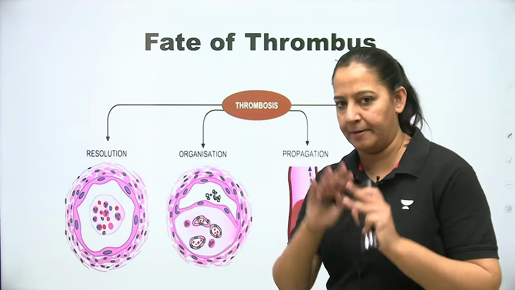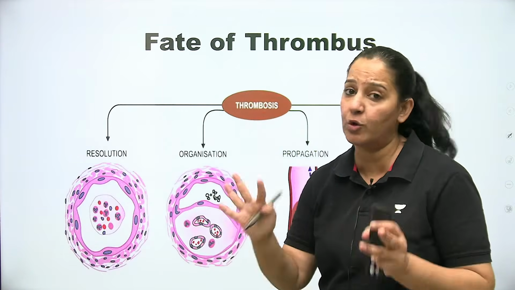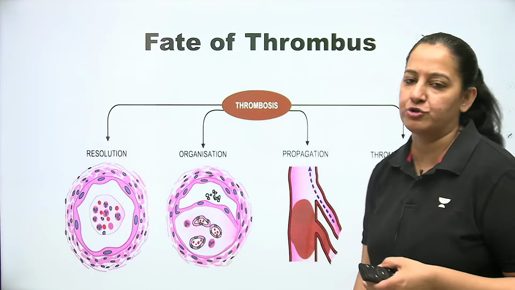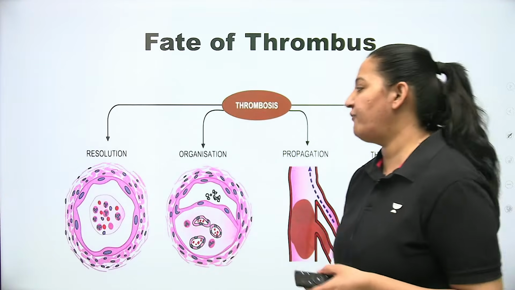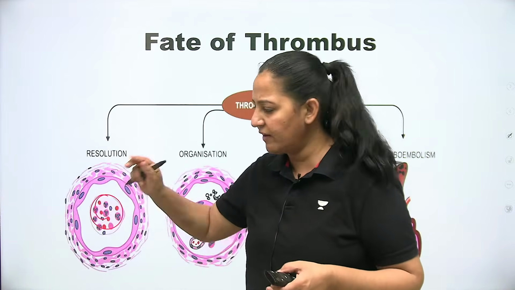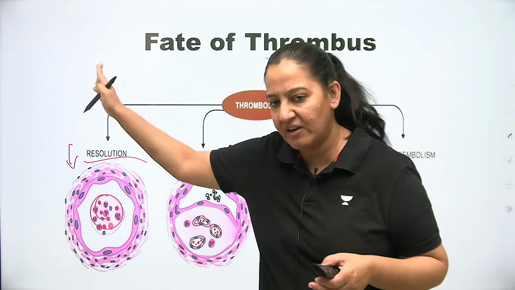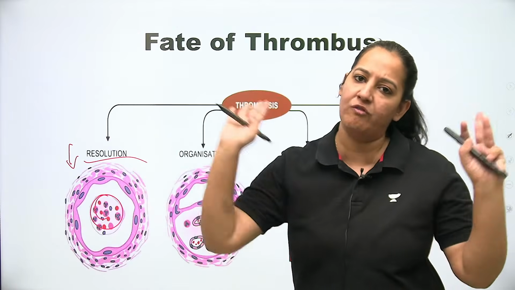What will happen to it? Okay, it has formed, right? Whether it formed in the artery, the vein or the heart, it has formed. There can be 4 possibilities in future. What are the 4 possibilities? If the patient is lucky, with time it will resolve. It will decrease in size, and it will resolve. Resolution means it will decrease in size. In future, it dissolves in the blood.